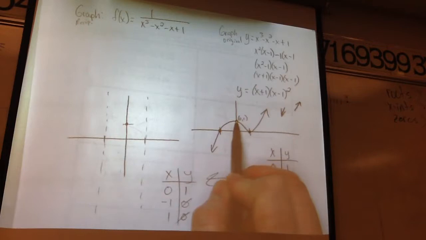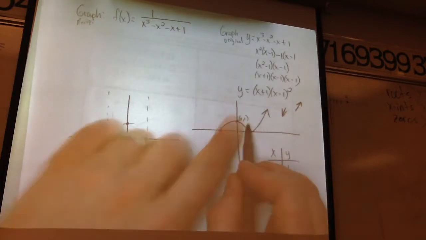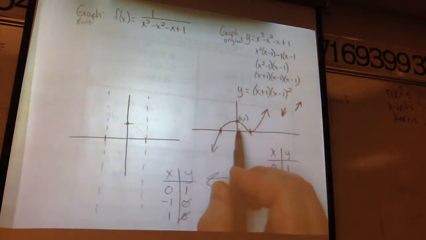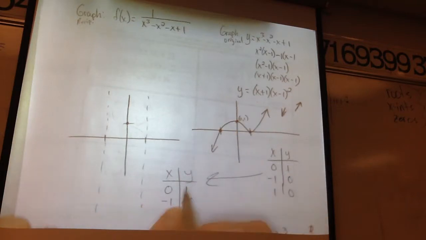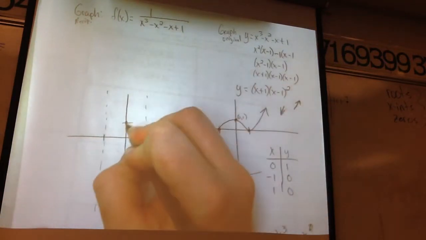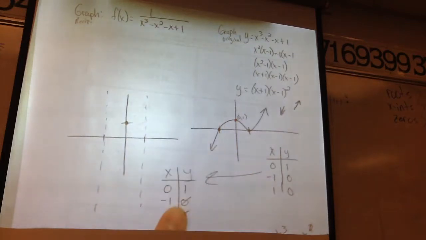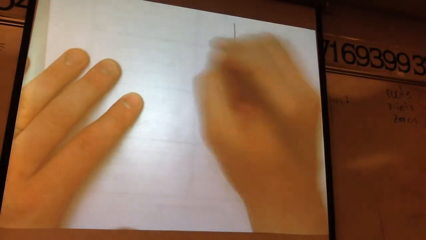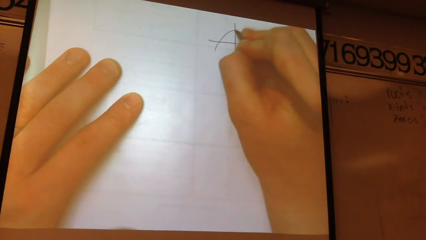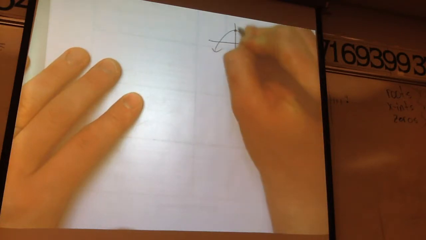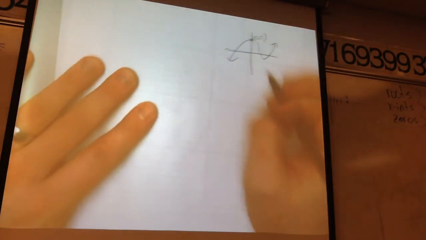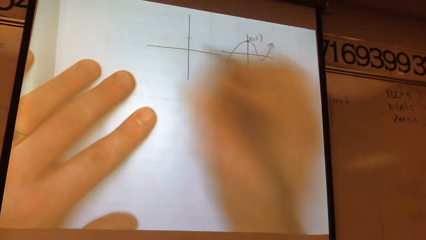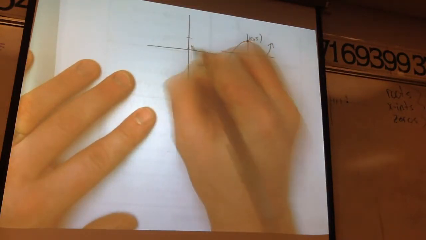So going to the reciprocal, what is the reciprocal of 1? Still 1, right? If I flip 1, I still get 1. So the y-intercept on my reciprocal is still going to be 1. If it was not 1, like 2, it would be 1/2. If it was 5, when you went to graph the reciprocal, your y-intercept would be 1/5.